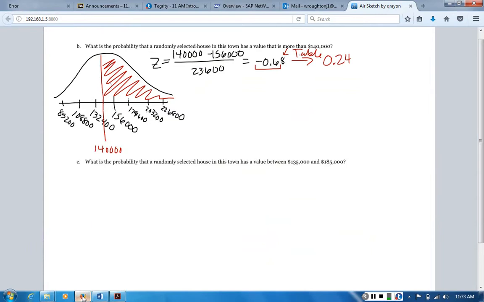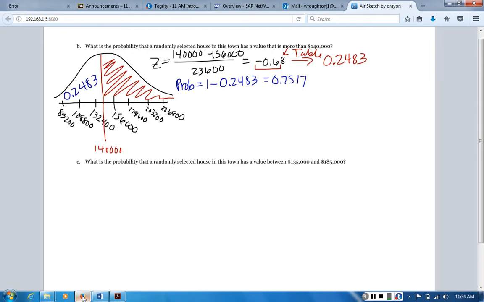But again, that number I just found, as the picture tells me on the table, that's actually what's to the left of the number I just found, not what's to the right. So because of that here, I have to use that shaded right rule, or the 1 minus rule, and take 1 minus the value I just found in the table. And again, I knew my answer had to be bigger than 50%. I could tell you that from my picture.